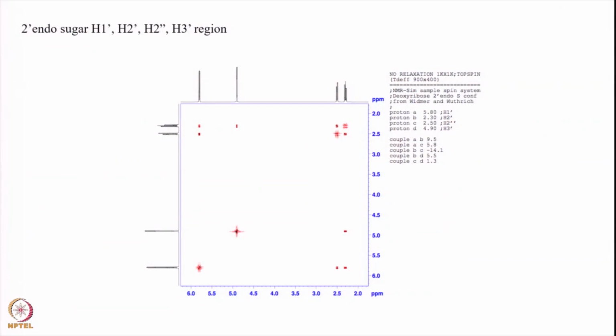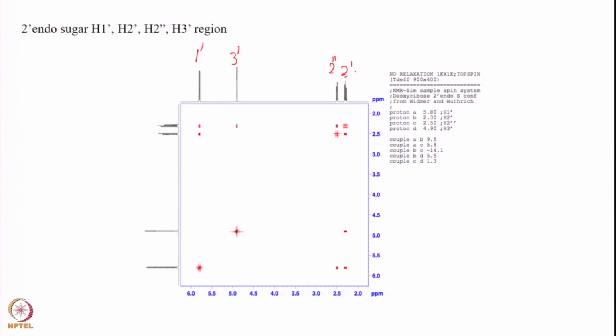So you have the 1 prime, which I already discussed with you. The 1 prime peak is present here, these are the diagonals here, and then you have the 2 prime to 2 double prime cross peak present here. Okay, so let me write here, this is the 1 prime and this is the 3 prime, this is the 2 double prime and this is the 2 prime.